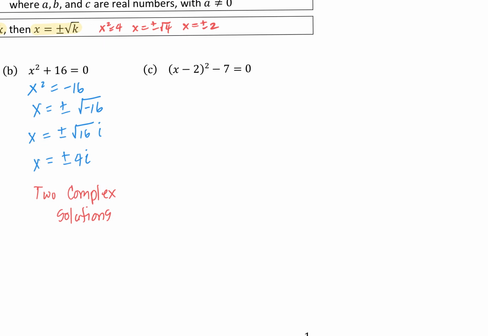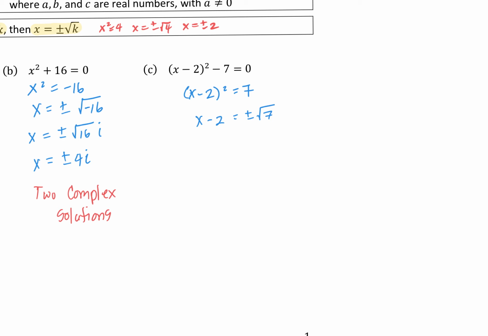In C, I'm not sure if I can get it to look like x squared equal to a number, but I'm going to try. I'm going to isolate the squared term, the x minus 2 squared, and have that equal to 7. So we could still use this property. I'm ignoring what's in the parentheses. I see something squared equal to a number. I'm going to use the square root property, square root both sides, to get x minus 2, because the square root would cancel, is equal to plus minus the square root of 7.